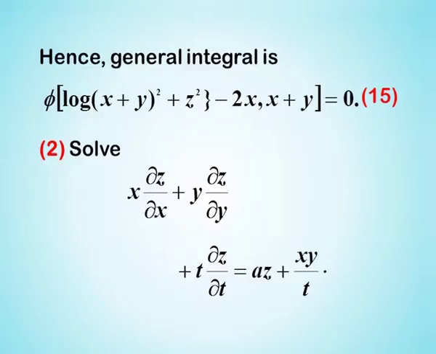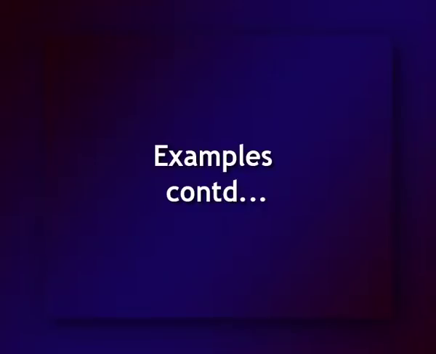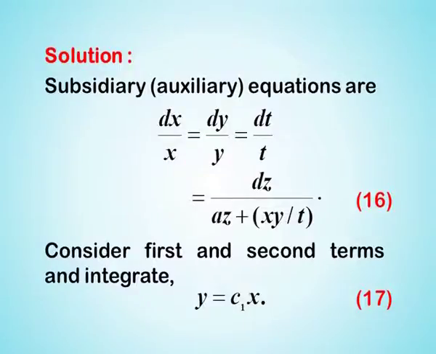Second question that we undertake is x dz dx, y dz dy plus t dz dx equal to all that in the right hand side. Solution begins. This auxiliary equation is also called subsidiary equation, Lagrange's, I mean the same nomenclature. So, unless otherwise something serious is talked about, we should not get confused. Subsidiary carries the same meaning as auxiliary equation.